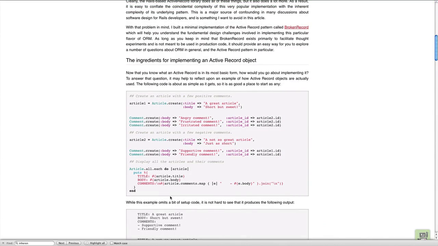As long as you keep in mind that Broken Record exists primarily to facilitate thought experiments and is not meant to be used in production code, it should provide an easy way for you to explore a number of questions about ORM in general and the active record pattern in particular.